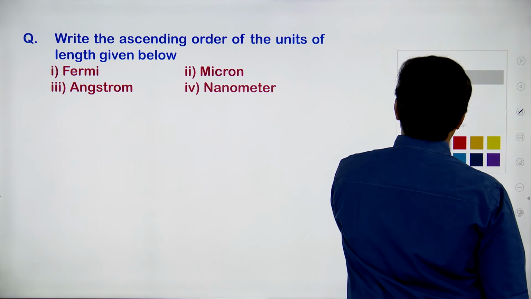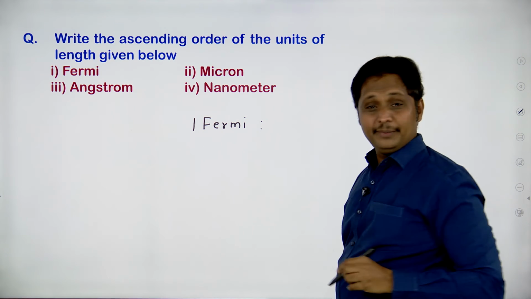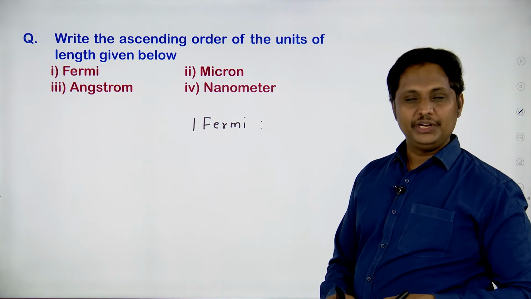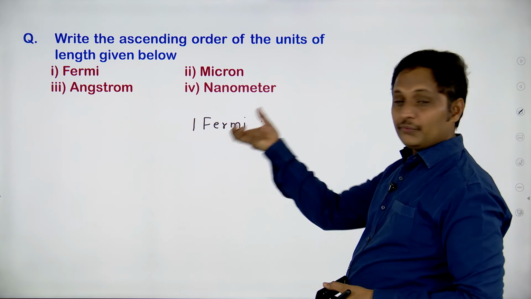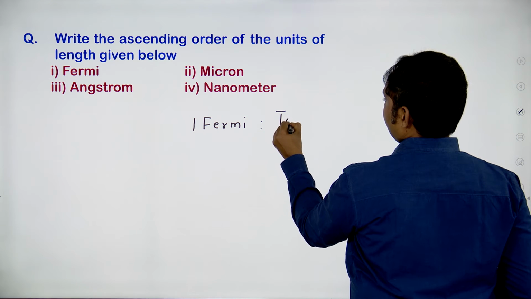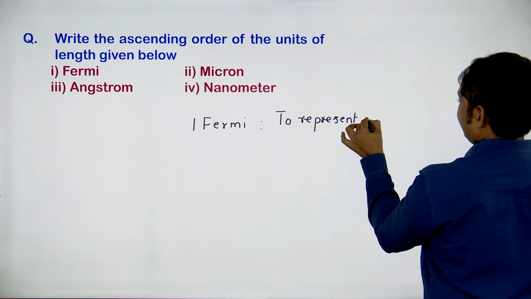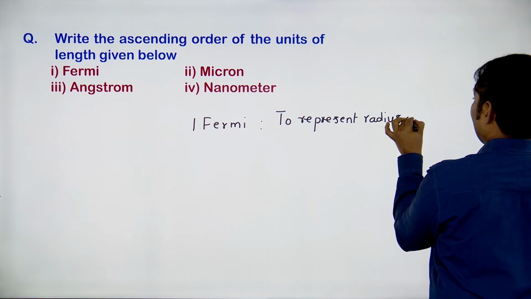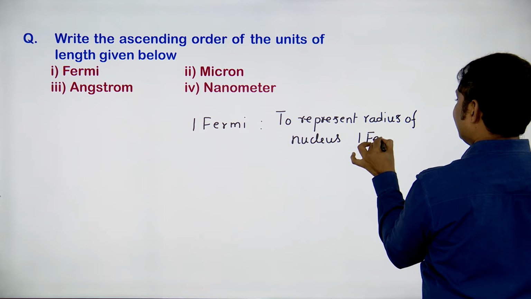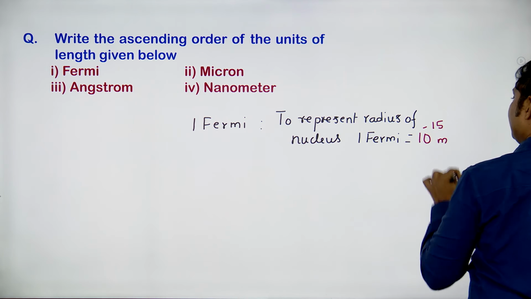That is very clear. 1 Fermi. Just you have to get this. 1 Fermi. In honor of the scientist, it has been denoted. 1 Fermi is the unit which is used to represent the radius of the nucleus. It's very clear. 1 Fermi is equal to 10 to the power of minus 15 meter. All right, it's very clear.